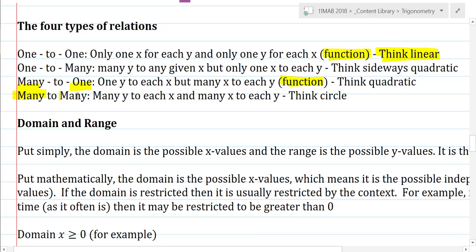And many to many means for every y value there's more than one x value potentially. For every x value there's more than one y value potentially. And I'm saying think circle. Circle has that situation. So one to one and many to one are both functions, whereas one to many and many to many are not functions. So you'll need to be aware of that as well.